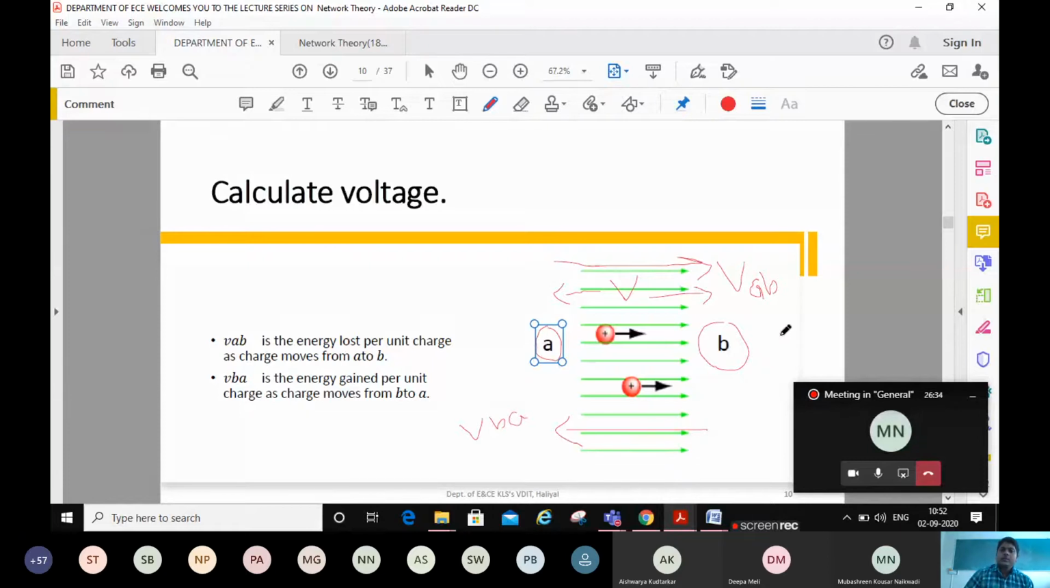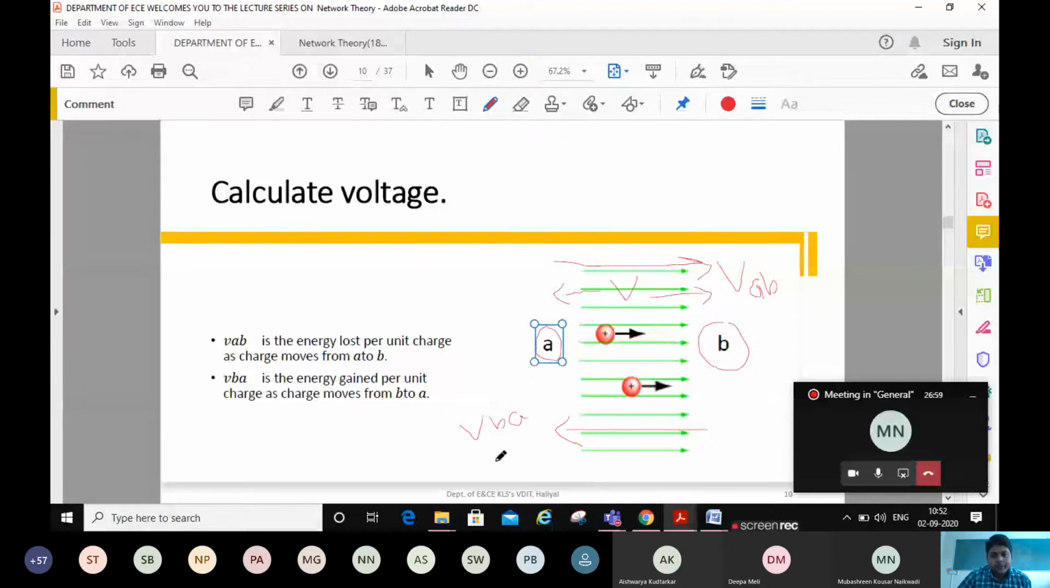Depending on the polarity, we don't know the polarity of A and B, but we know the point of interest or point of reference. With respect to that, VAB is the potential difference measured across points A and B, starting from A to B. Okay, and the reverse is B to A.